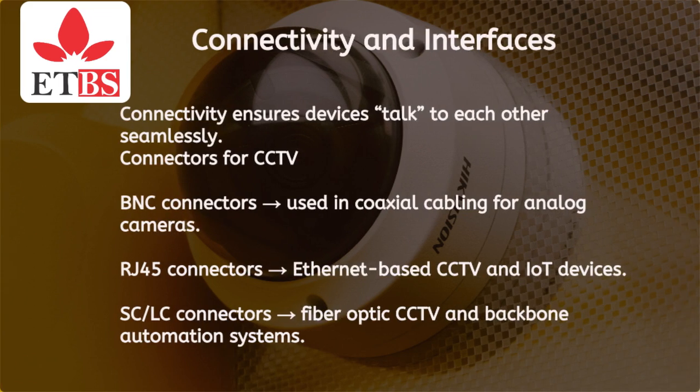2. Connectivity and interfaces. Connectivity ensures devices talk to each other seamlessly. Connectors for CCTV: BNC connectors, used in coaxial cabling for analog cameras. RJ45 connectors, for Ethernet-based CCTV and IoT devices. SC/LC connectors, for fiber optic CCTV and backbone automation systems. DC power jacks, for power supply to individual cameras.